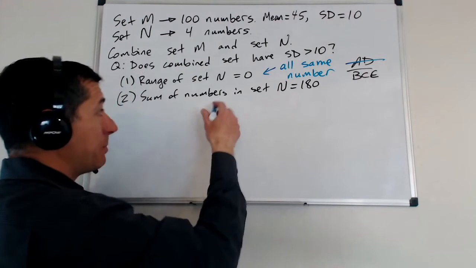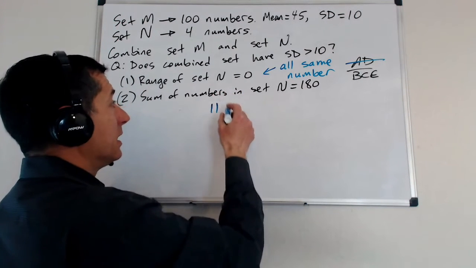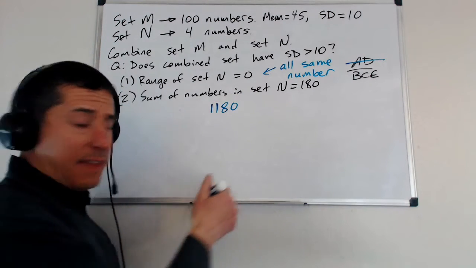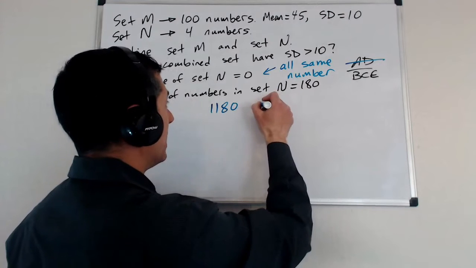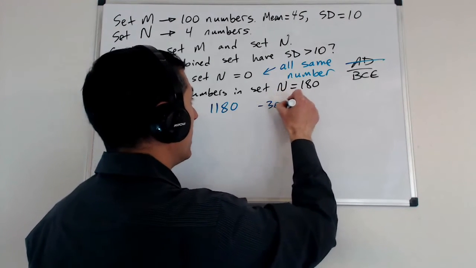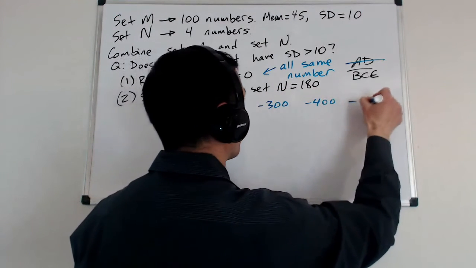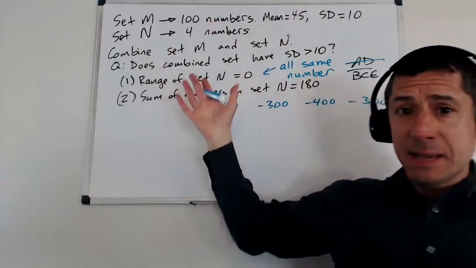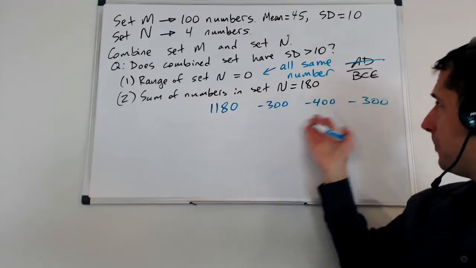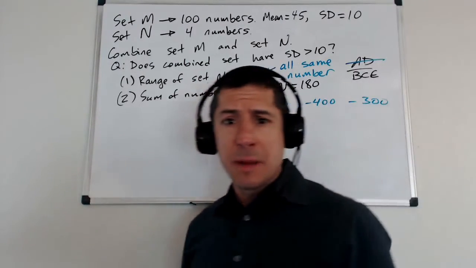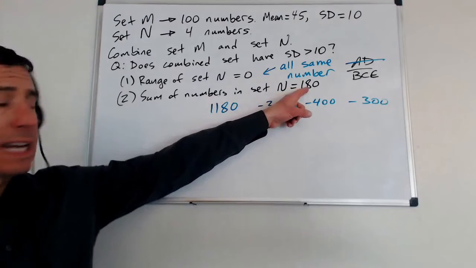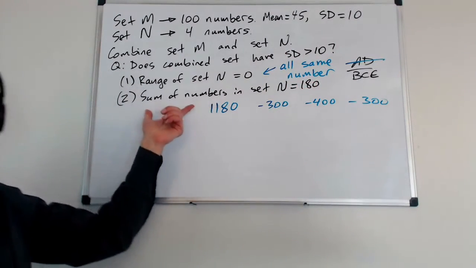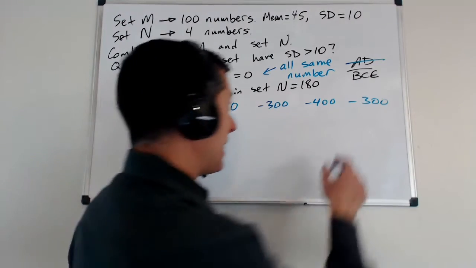So for example, this could be, I don't know, 1,180, and then I don't know, what would this have to be? Negative 300 and negative 400 and negative 300. Notice it doesn't say anything about what the numbers are. It doesn't say integers, doesn't say negative, doesn't say positive, doesn't say whether they're different or the same. So we could have massively spread out numbers that add up to 180, and those are going to increase the standard deviation. So by itself, just knowing the sum doesn't tell us what happens to standard deviation.